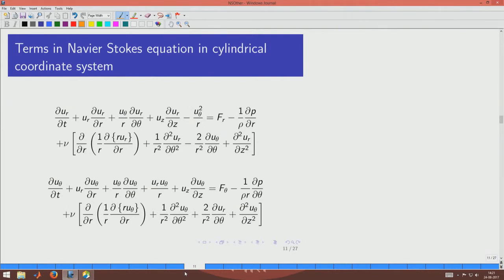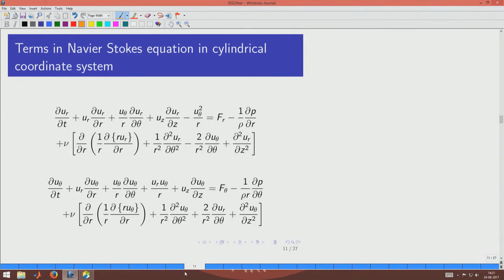It will be quite tedious, but it is possible to derive just knowing how the 3 vectors in the cylindrical coordinate system are related to the 3 vectors in the rectangular coordinate system. That is all the information that you need. Whatever you have about the Navier-Stokes equation from the rectangular coordinate system, you can directly apply those transformations, and you can arrive at these equations.